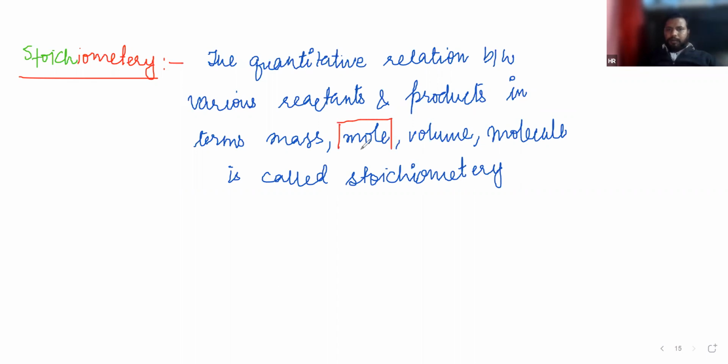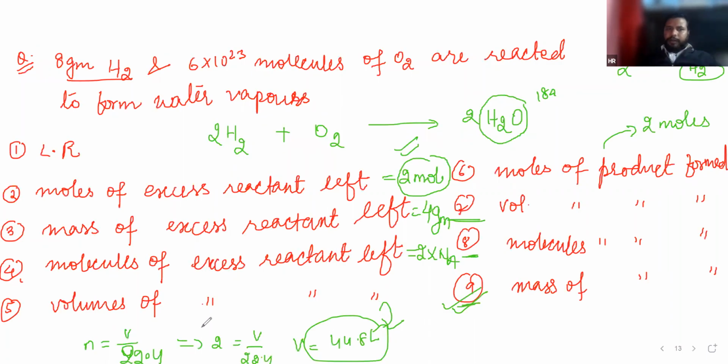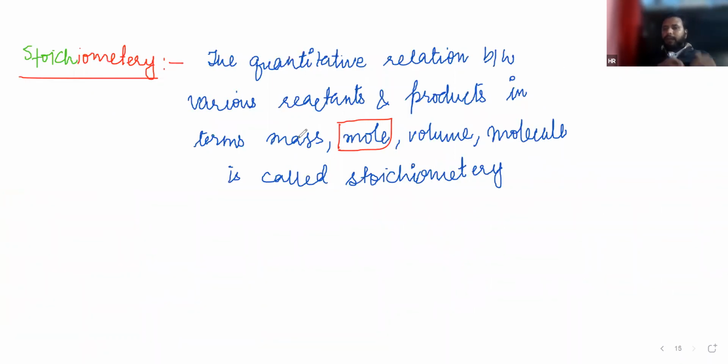This is mole, and from mole we can calculate mass as well as volume as well as molecules, as we have just calculated. From moles we just calculated mass, volumes, and molecules. Just like this, we can have a quantitative relation between various reactants and products in terms of mass, mole, volume, and molecule. Is that clear? Yes, sir.